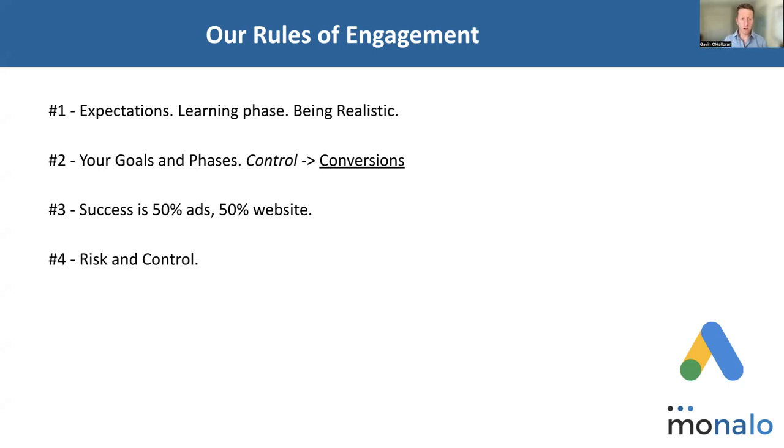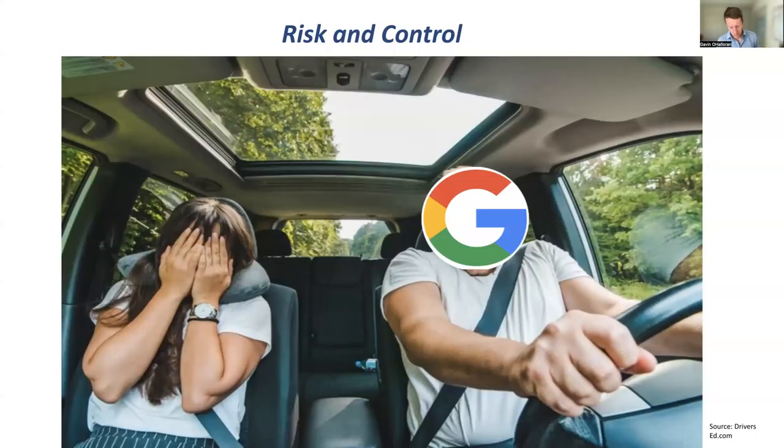The last one here, our rules are just to help you understand control and risk. So essentially this is the big decision that you're going to be making with your Google Ads account: how much control you're willing to give over to Google and all the automated systems that come with it, and understanding the inherent risk that comes with that.